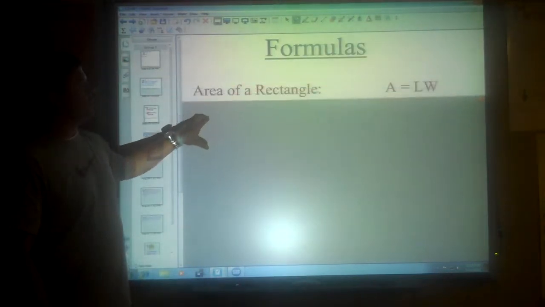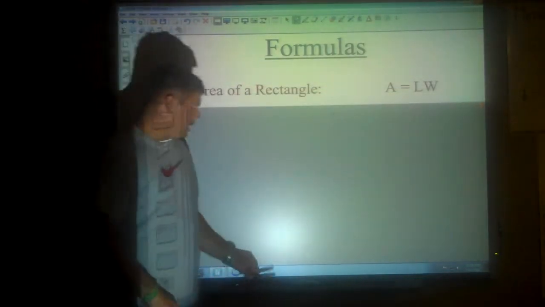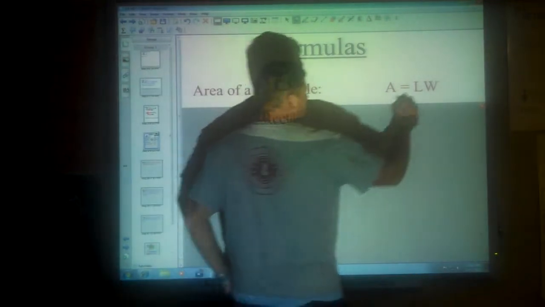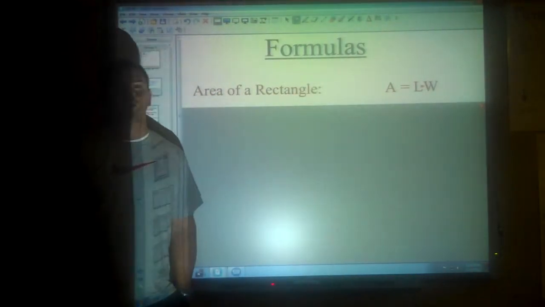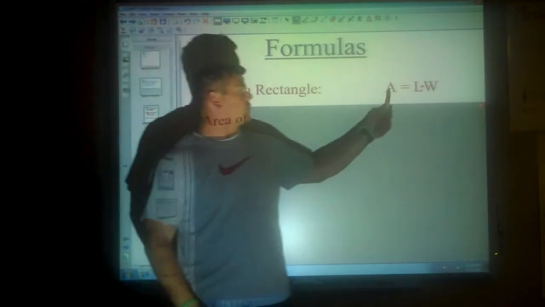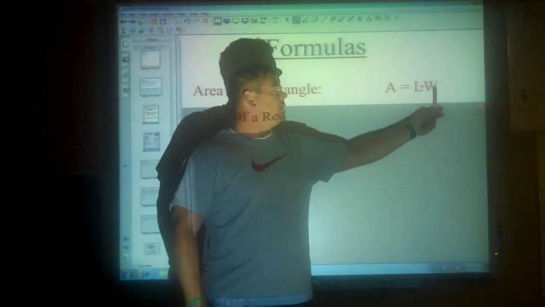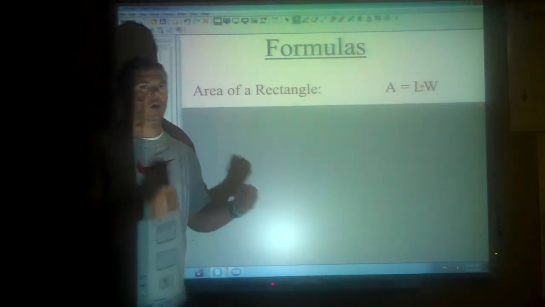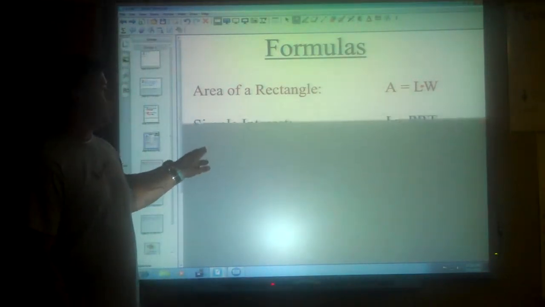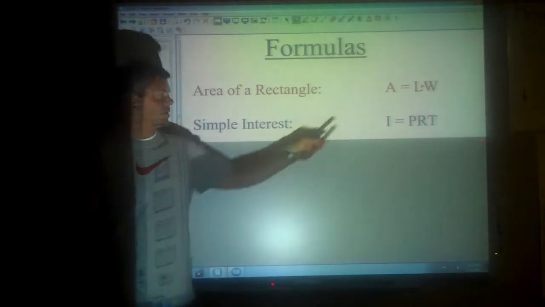So for some of the formulas, we have the area of a rectangle. Fairly easy. Most of you have seen this one for a while. Since there's no operation sign between the two letters, we know it's multiplication. A stands for area, L stands for length, and W stands for width. If you want to know the area of any rectangle, you take the L times the W, the length times the width. Simple interest, we've talked about this as well.